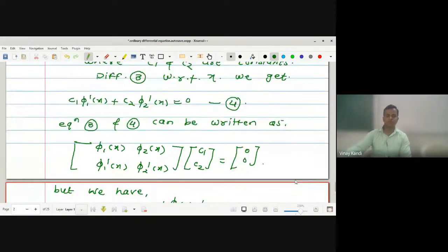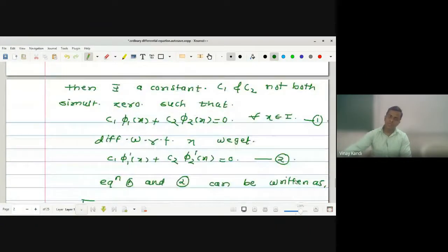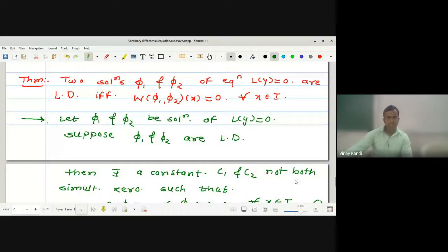What we proved above for the independent case, this is the converse part of that theorem. Okay, there is no need to prove this again. Two solutions phi1 and phi2 of the equation L of y are linearly dependent if and only if the Wronskian rho is 0. What happens with if and only if: if P implies Q, it means that the negation of Q implies the negation of P.